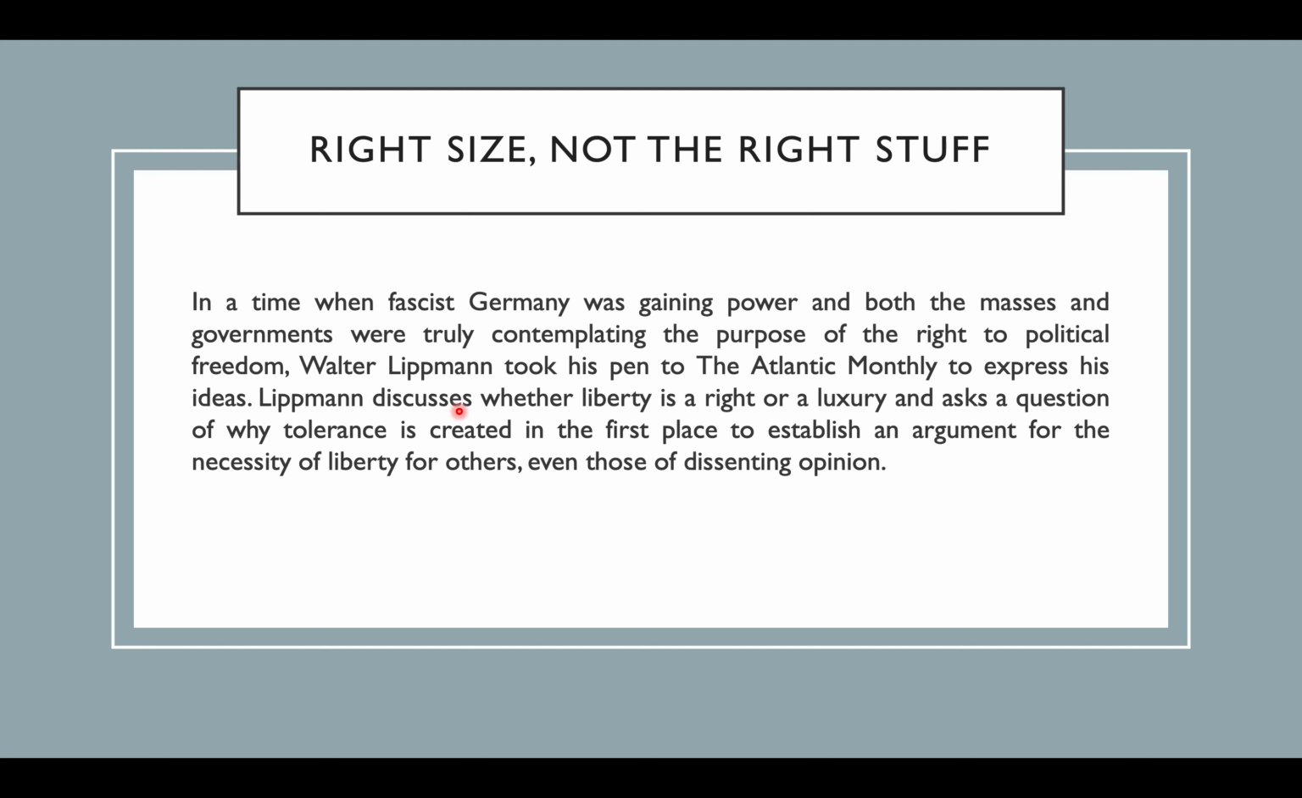Lippmann discusses whether liberty is a right or a luxury, and asks a question of why tolerance is created in the first place to establish an argument for the necessity of liberty for others, even those of dissenting opinion. What is missing here? Why is it not the right stuff? The rhetorical strategies. Had the writer simply mentioned it in another sentence, right? Maybe an allusion here, diction and syntax there, whatever.